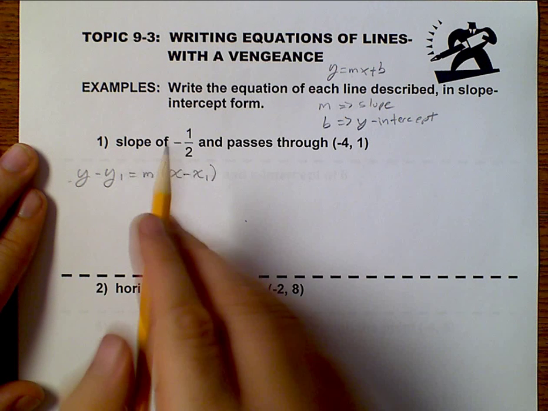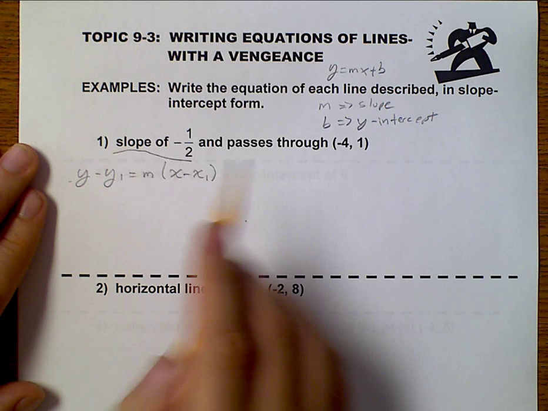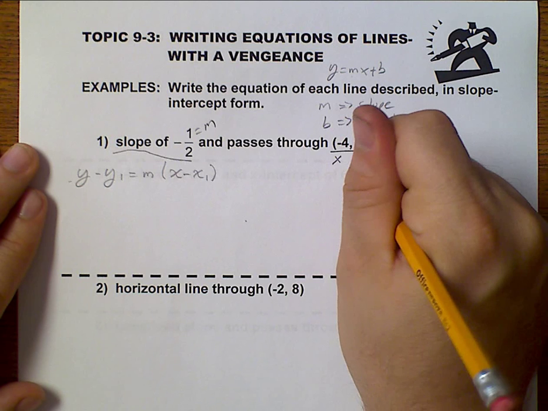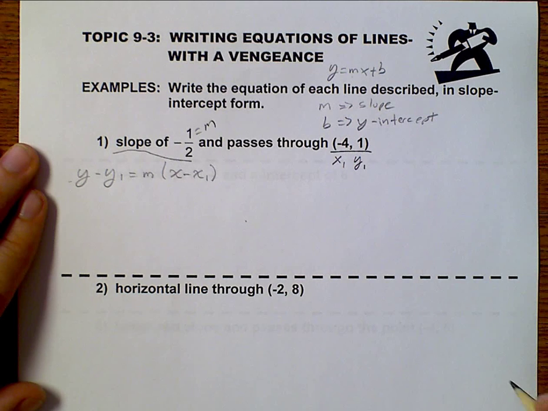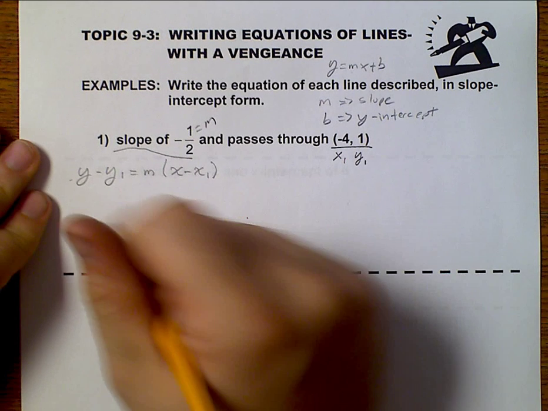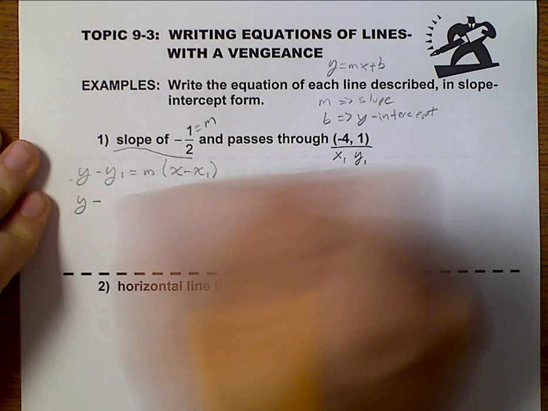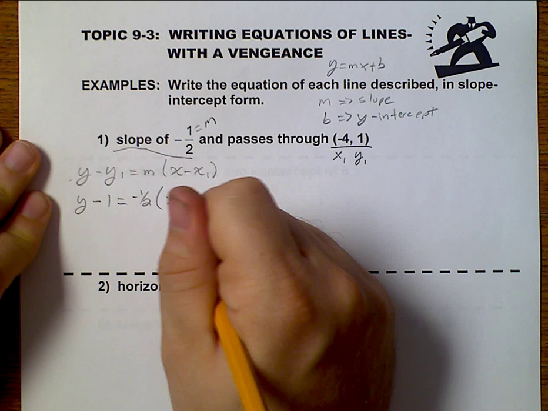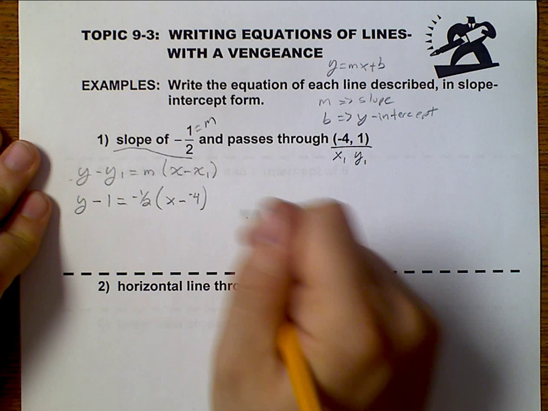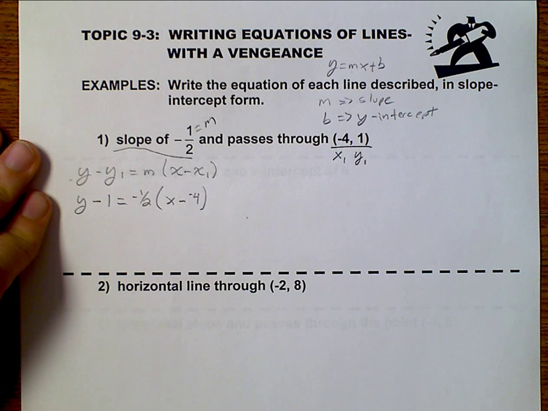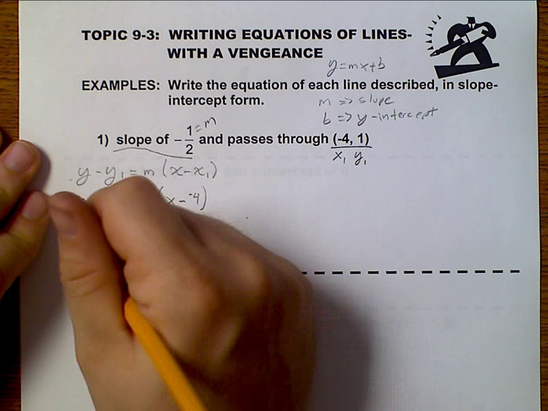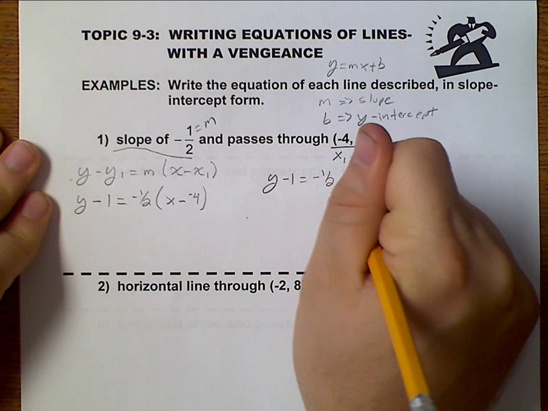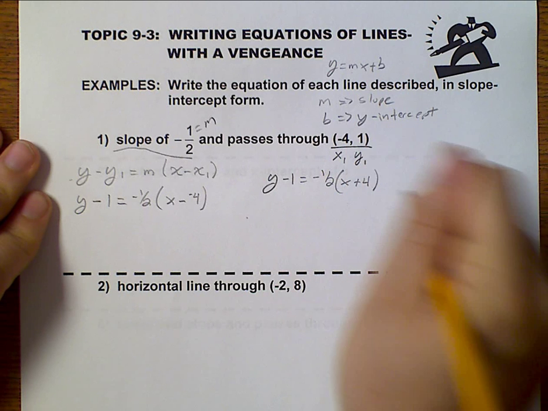Well, here they tell us that we have a slope of negative 1/2. That's my m. And it passes through this point. And so this is x1 and y1. We start plugging in. Y minus 1 equals m, which is negative 1/2, times x minus negative 4. Well, minus and negative is really plus, so I'm going to rewrite this as y minus 1 equals negative 1/2 times x plus 4, in parentheses.